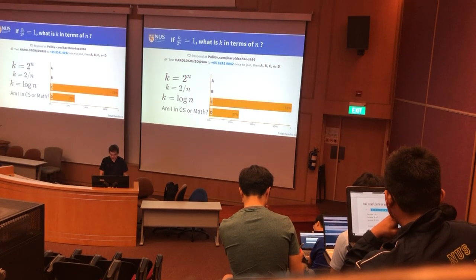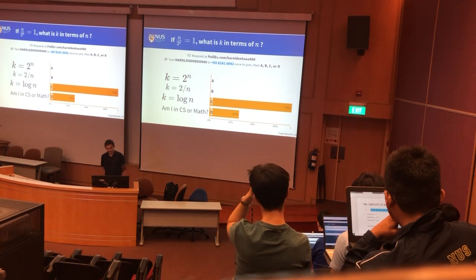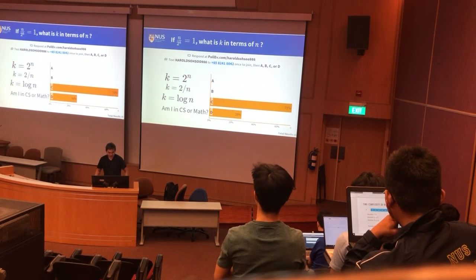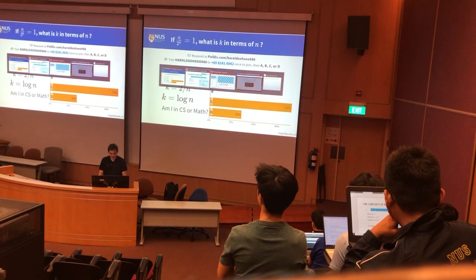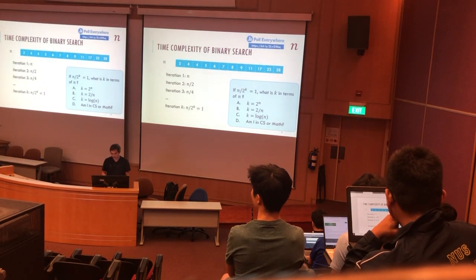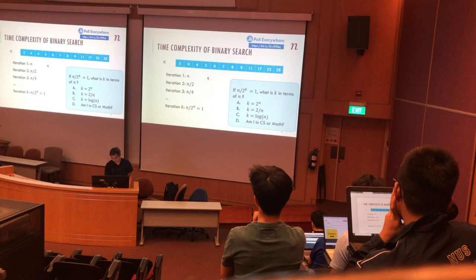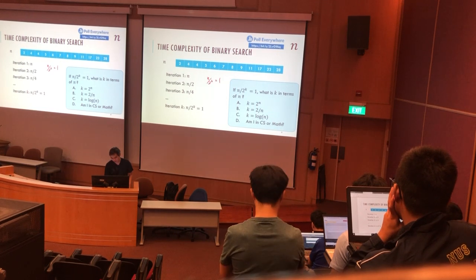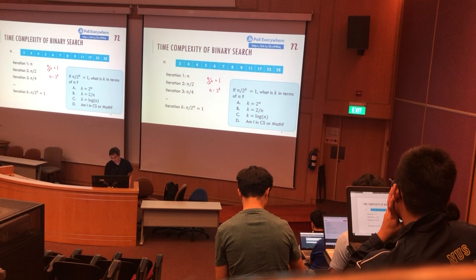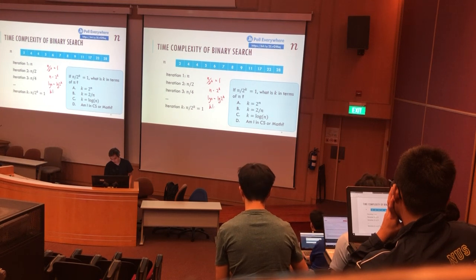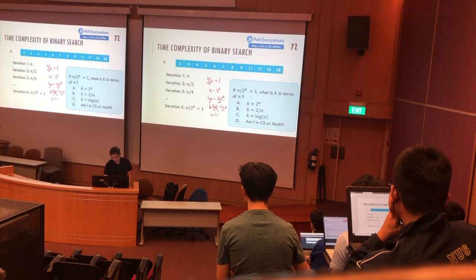Discrete mathematics. Okay, so most people have put log n, and some have put that they're in CS or math. Maybe some people have both. Okay, so this is easy to see. If n over 2 to the k equals 1, then n equals 2 to the k. You log both sides: log n is equal to k log 2. Then you get k log 2 equals log n. And you know that log 2 is 1, so k equals log n. Log 2 base 2 is 1.